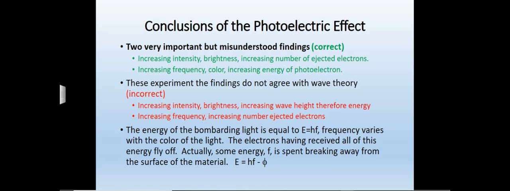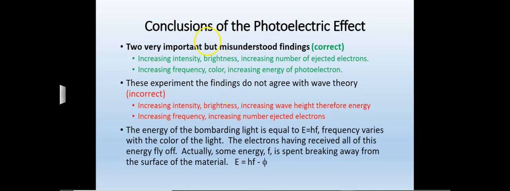There are two conclusions to the photoelectric effect. The first conclusions, which were incorrect, I have here in red. The experimental findings did not agree with wave theory. It was believed that with increasing intensity or brightness, you should have increasing wave height and therefore energy, and with increasing frequency, you would have an increased number of electrons. But that is not what happened. And this was very troubling because, as I said at the beginning of this video, this is the second experiment that defied wave theory.